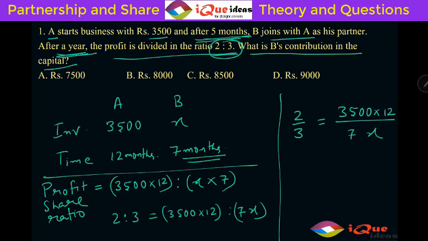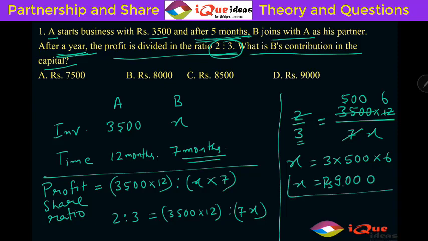So from here we can clearly calculate the value of x. Now 7 cancels 3,500, 500 times. 2 cancels 12, 6 times. So finally we have x is equal to 3 into, this 3 in the denominator goes to the other side, so 3 into 500 into 6. Right. So 3 into 5 is 15, 15 into 6 is 90. So x is equal to 9,000 rupees. Right. So this was a good simple question.